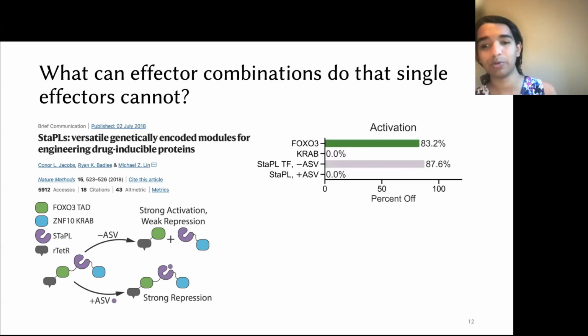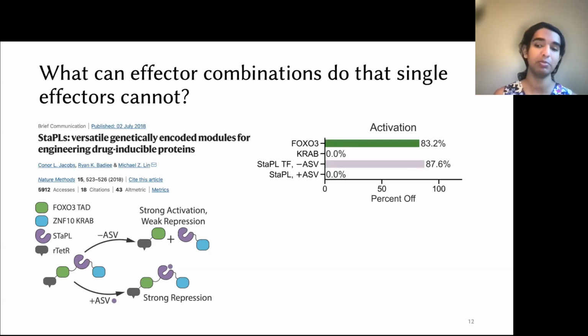Luckily, this is pretty much what we saw when we recruited it to the minimum CMV promoter to measure activation. Without ASV, it activates very similar to how FOXO3 on its own activates. With ASV, there is no activation, just like CRABP. And we can play the same game for repression.